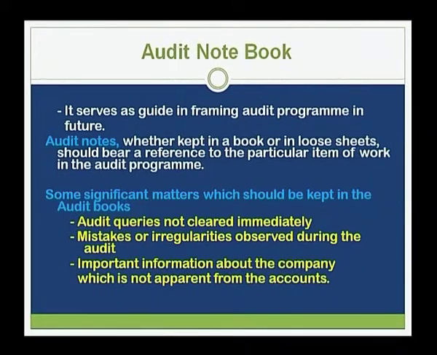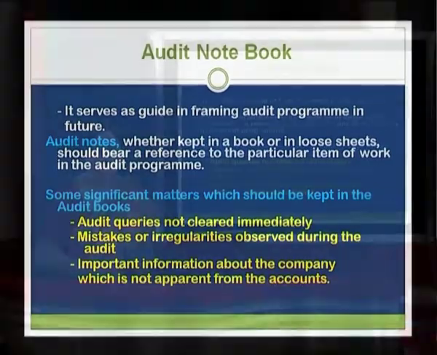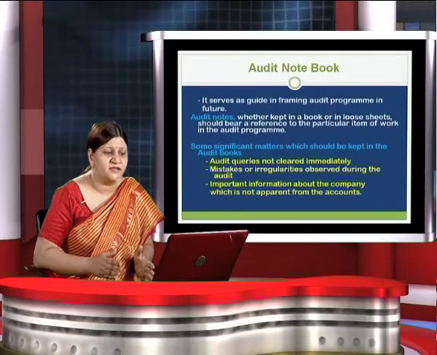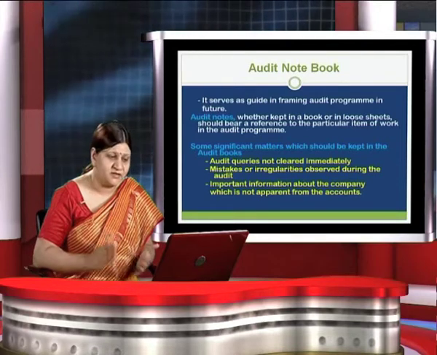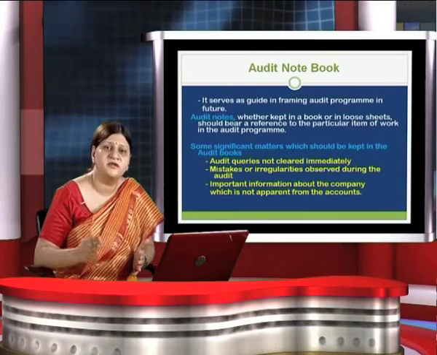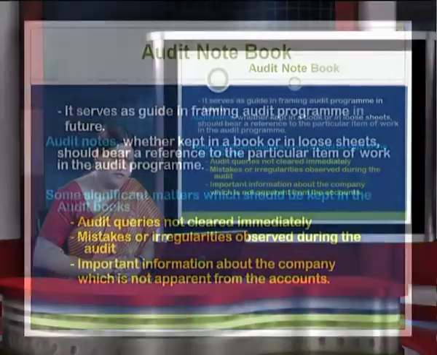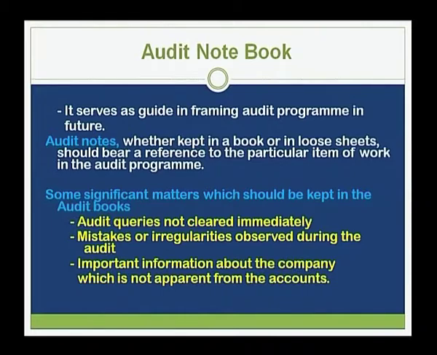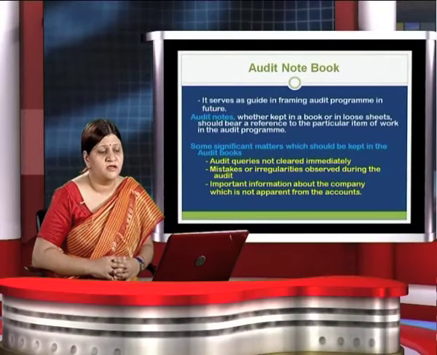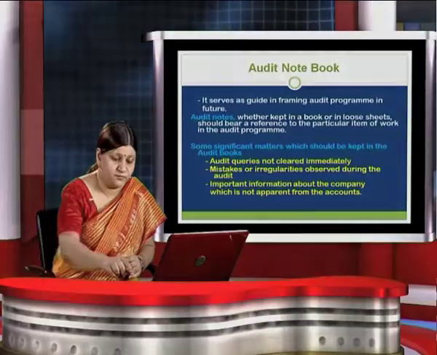Some significant matters which should be kept in the audit notebook are audit queries not cleared immediately, and mistakes or irregularities observed during the audit. That means such mistakes are detected and referred for preventive measures, and they need to be recorded there. For example, if certain accounting entries are done incorrectly, we will record that in the audit notebook and make the correction, or have the correction made by the management. Also, important information about the company which is not apparent from the accounts is written in the audit notebook.